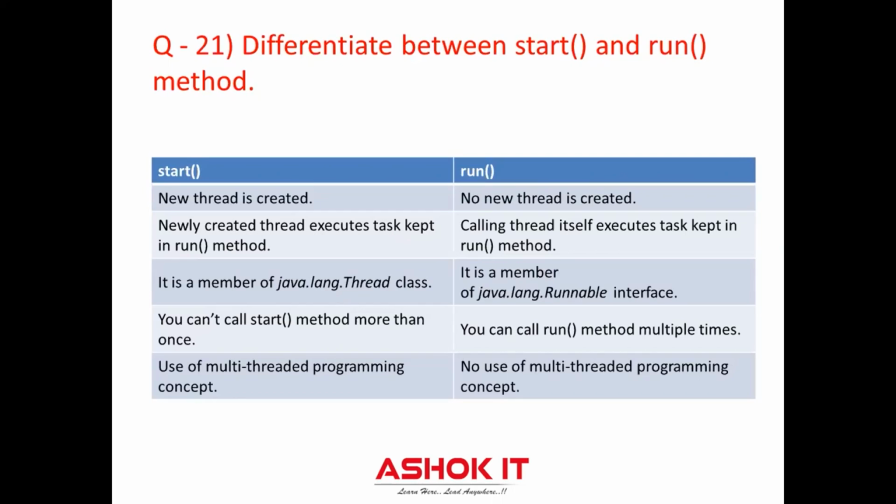You can't call the start method more than once. In the previous example, we have seen that we cannot call the start method twice, but you can call the run method multiple times. The start method is used in multi-threaded programming, whereas the run method can be used to execute threads.